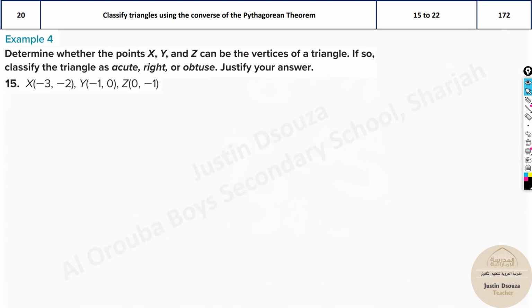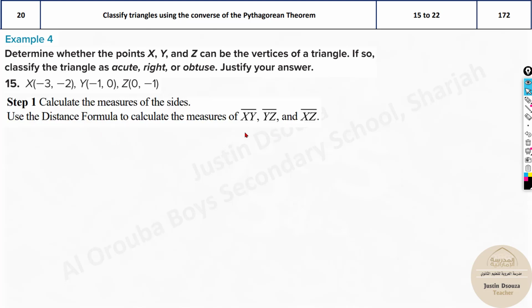So here they have asked us to determine whether the points X, Y, Z can be the vertices of a triangle. If so, classify the triangle as acute, right, or obtuse. Justify your answers. That is what they have asked. First of all, they have given us some coordinate points. This will be a long method because you need to find the distance between the sides. Now, we have done distance many times before.